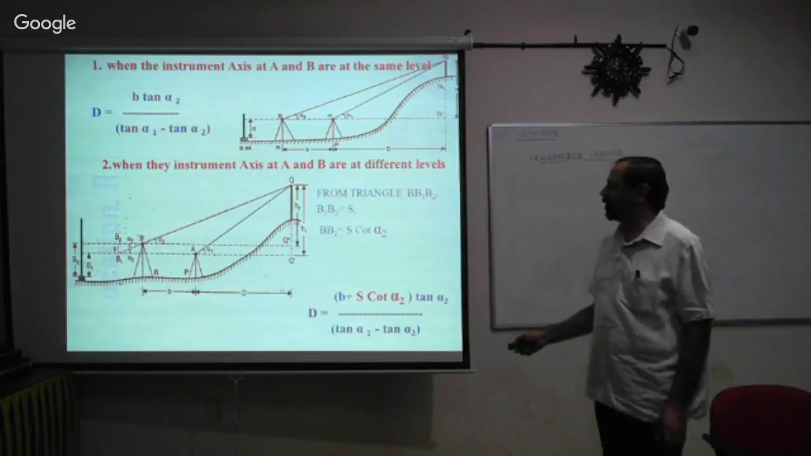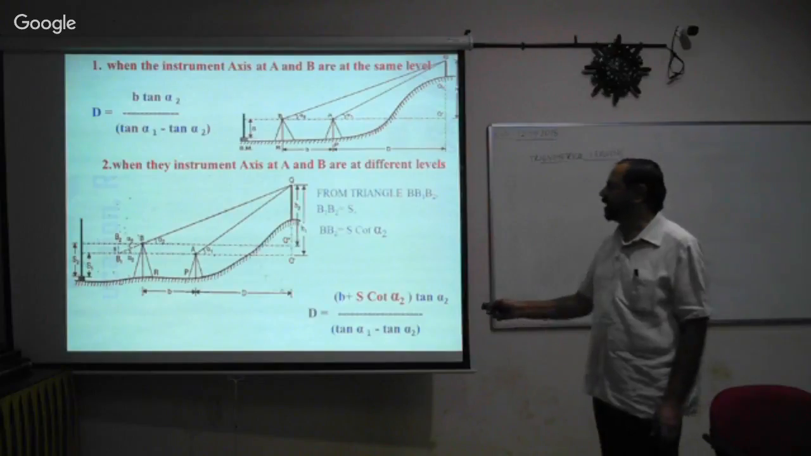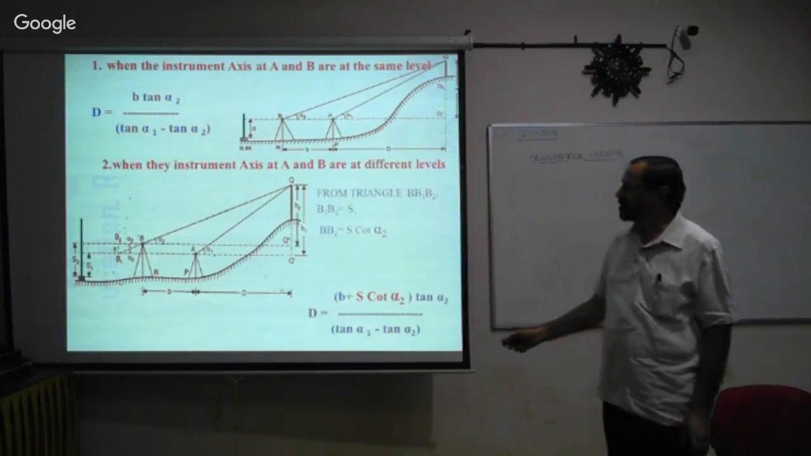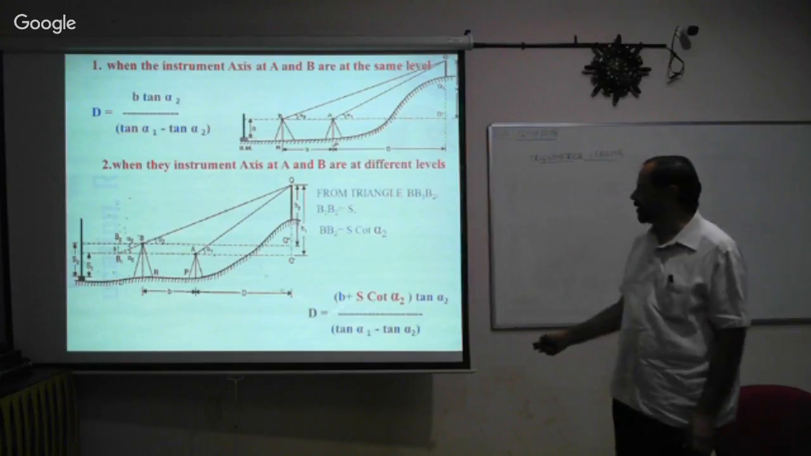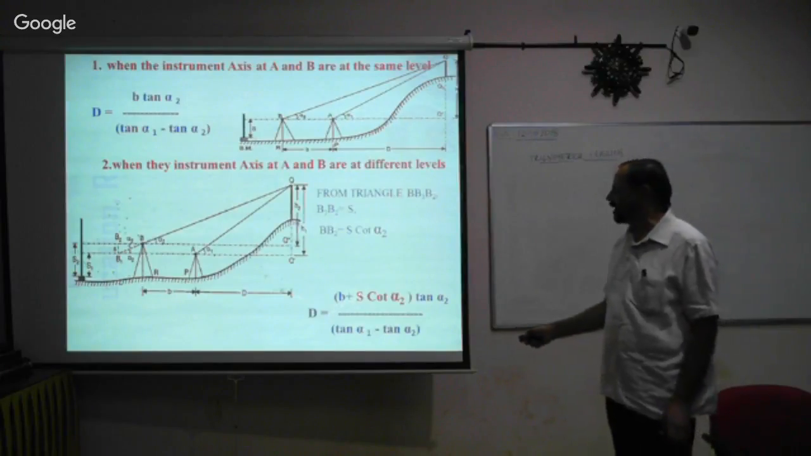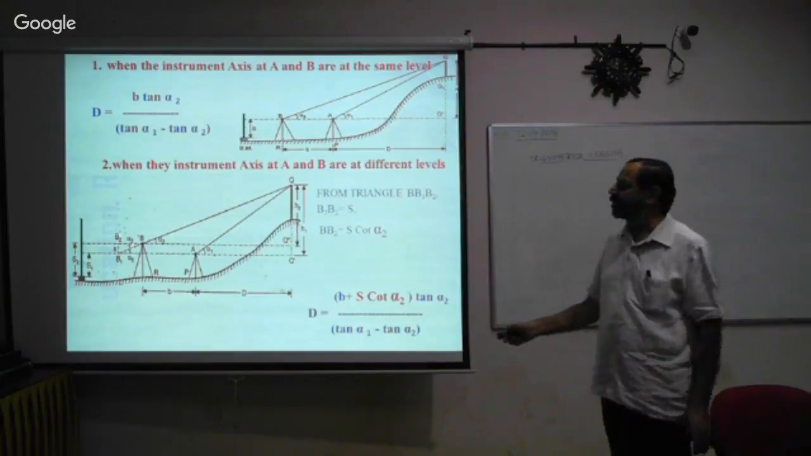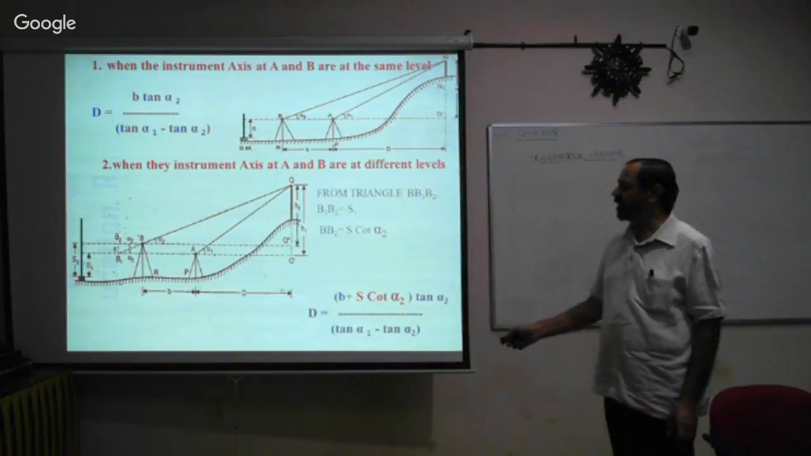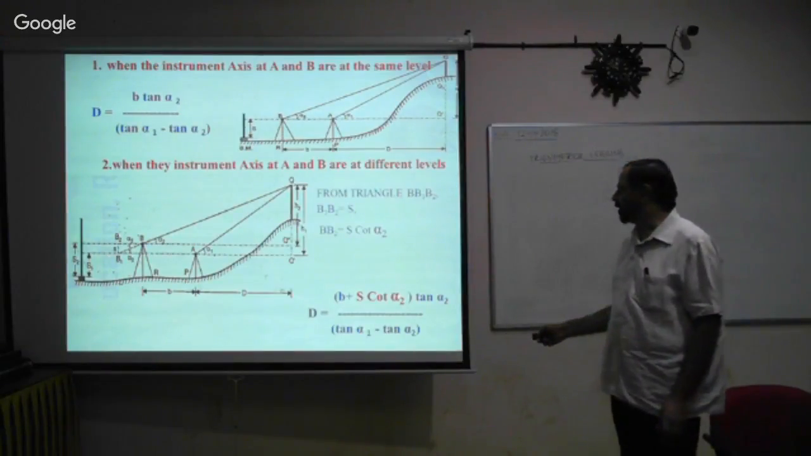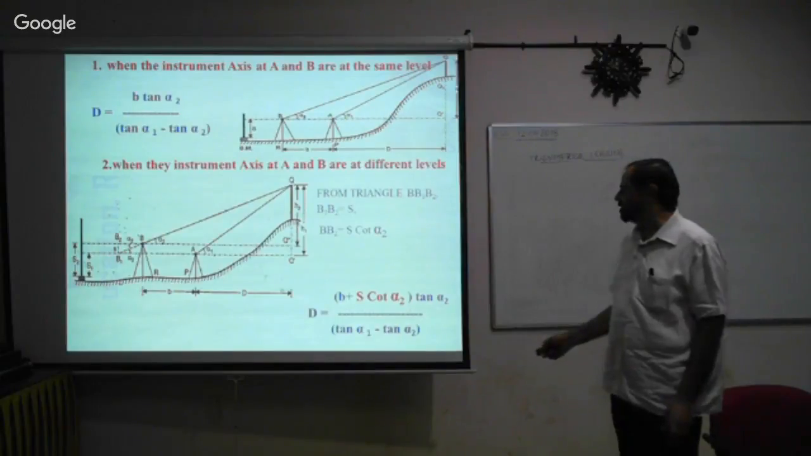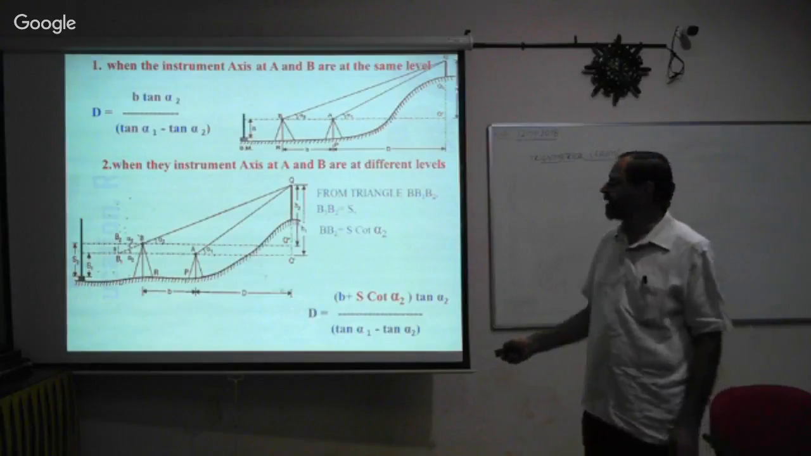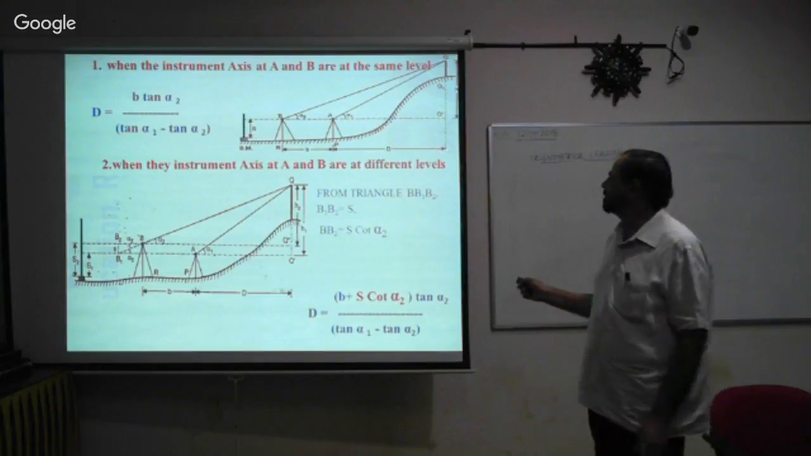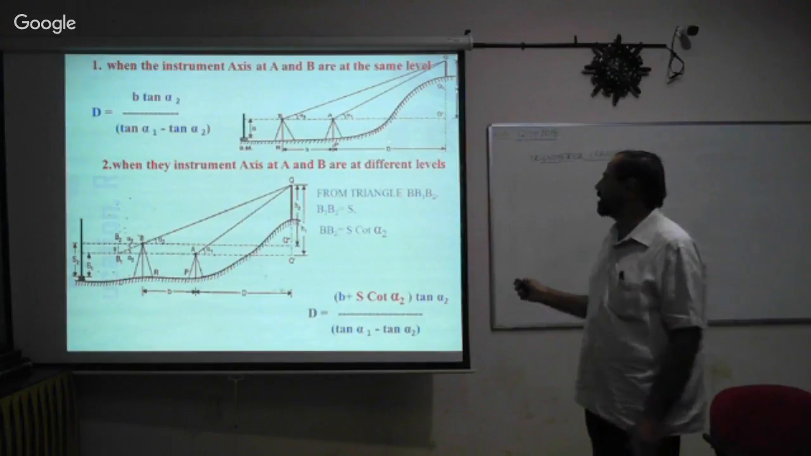Here V is increased by S cot alpha 2, and therefore we get the same equation. From this we can calculate: V is known, S is known, the difference between the two staff readings, and alpha 1 and alpha 2 are known. Now we can easily calculate the distance between the first instrument station and the object.